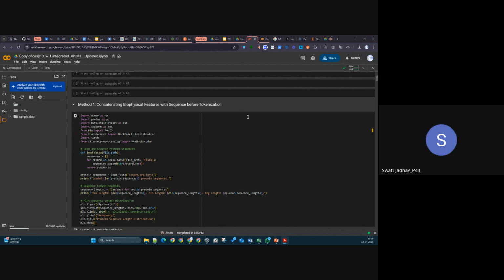Okay. If you have any other query, you have the link for the other dataset, right? CB513 or something. Actually, I downloaded it from Kaggle. It is raw data.